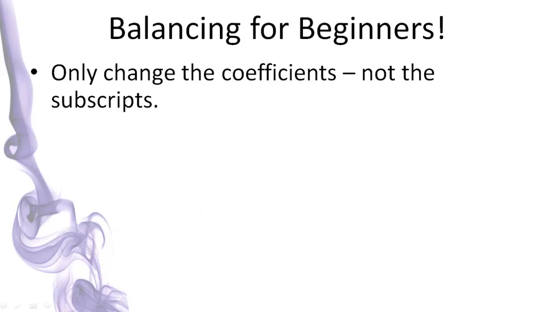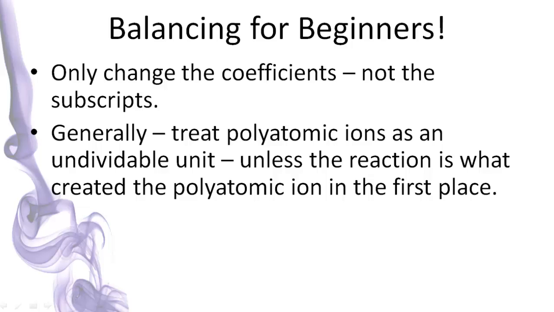Some tips: you only change the coefficients. You do not change the subscripts. The subscripts are the little numbers. Generally, you treat polyatomic ions as an indivisible unit, unless, of course, the reaction is what created the polyatomic ion in the first place, or decomposes that polyatomic ion. You'll be able to see right off the bat if you can treat it as an indivisible unit or if you need to treat it as individual atoms.